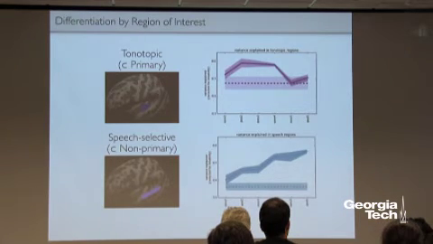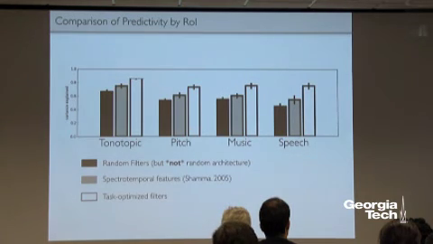Maybe not totally surprising, since we optimized for a speech task. But if you look in a bunch of different ROIs, so tonotopic, but also pitch selective, music selective, speech selective, you get significantly better predictions out of the task-optimized CNN, especially in non-tonotopic, non-primary areas, such as the music selective area.